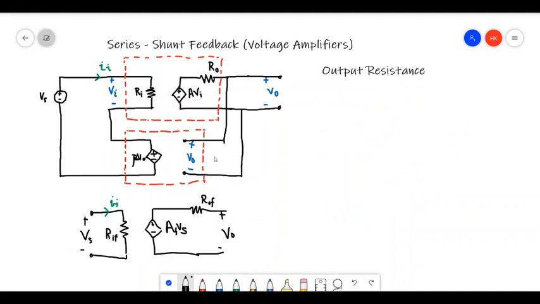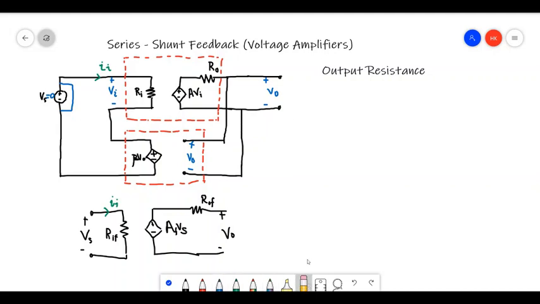Okay, so the next part is to calculate an expression for the output resistance. In this case, there are some slight differences when it comes to calculation. So here what we do is, first of all, we are going to make Vs 0. That means we are removing the source, or in other words, we can simply short circuit this voltage source, and so there will be no source.